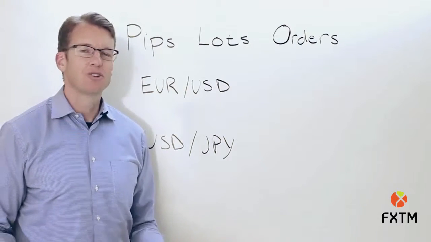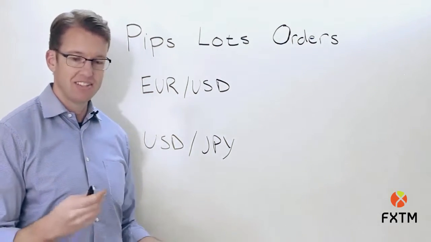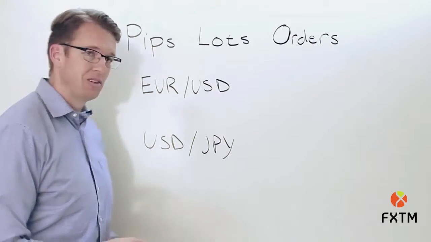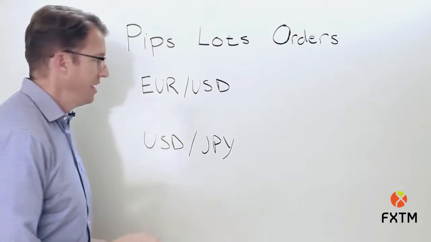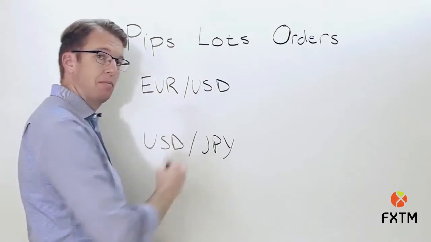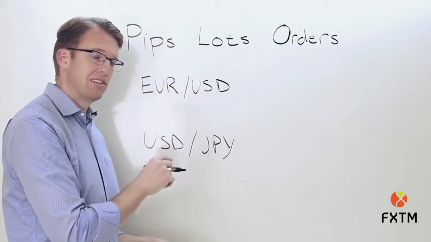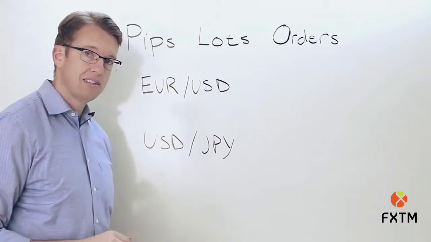So let's learn how to calculate the value of a pip now that we understand what a pip is and what lot sizes are. The answer is actually really simple. There's a really quick formula that you can use to determine the value of a pip in any given situation. We'll take an example here with the euro to the US dollar. It's important to remember that the euro is the base and the dollar is the quote.